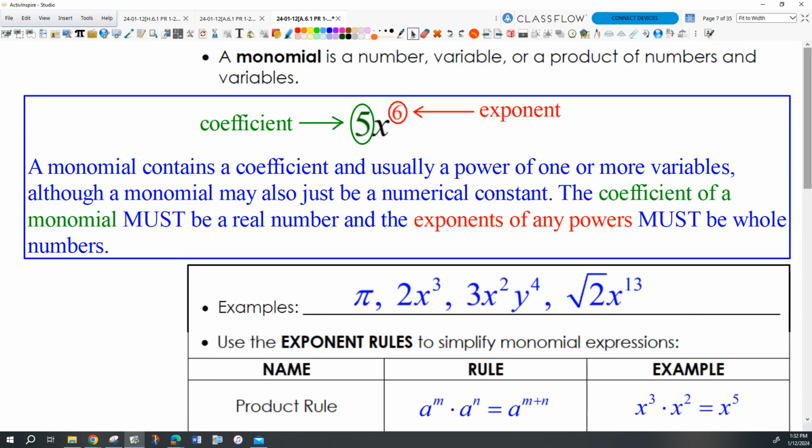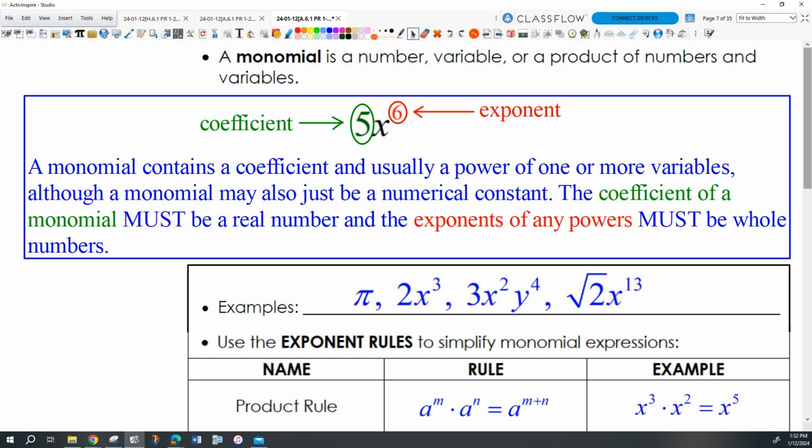Okay, last thing I'll just introduce is this idea of a monomial. You're not going to see this on the next couple of assignments, but eventually we'll get back to this, and I want to just introduce the concept today. So mono means one. Monomial just means a single term, one term. So nothing is being added or subtracted. It's just by itself. A monomial is a number, a variable, or a product of numbers and variables. That's it.